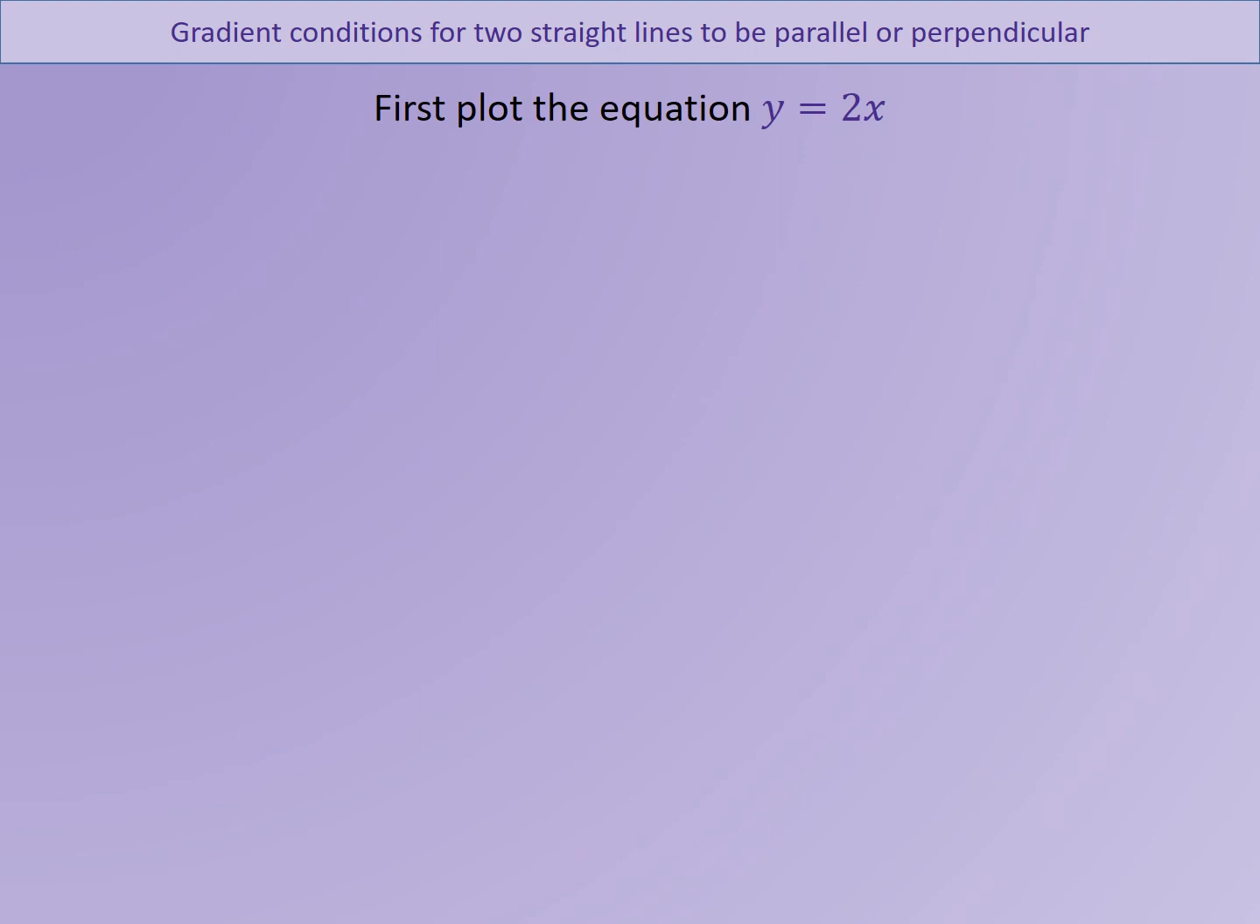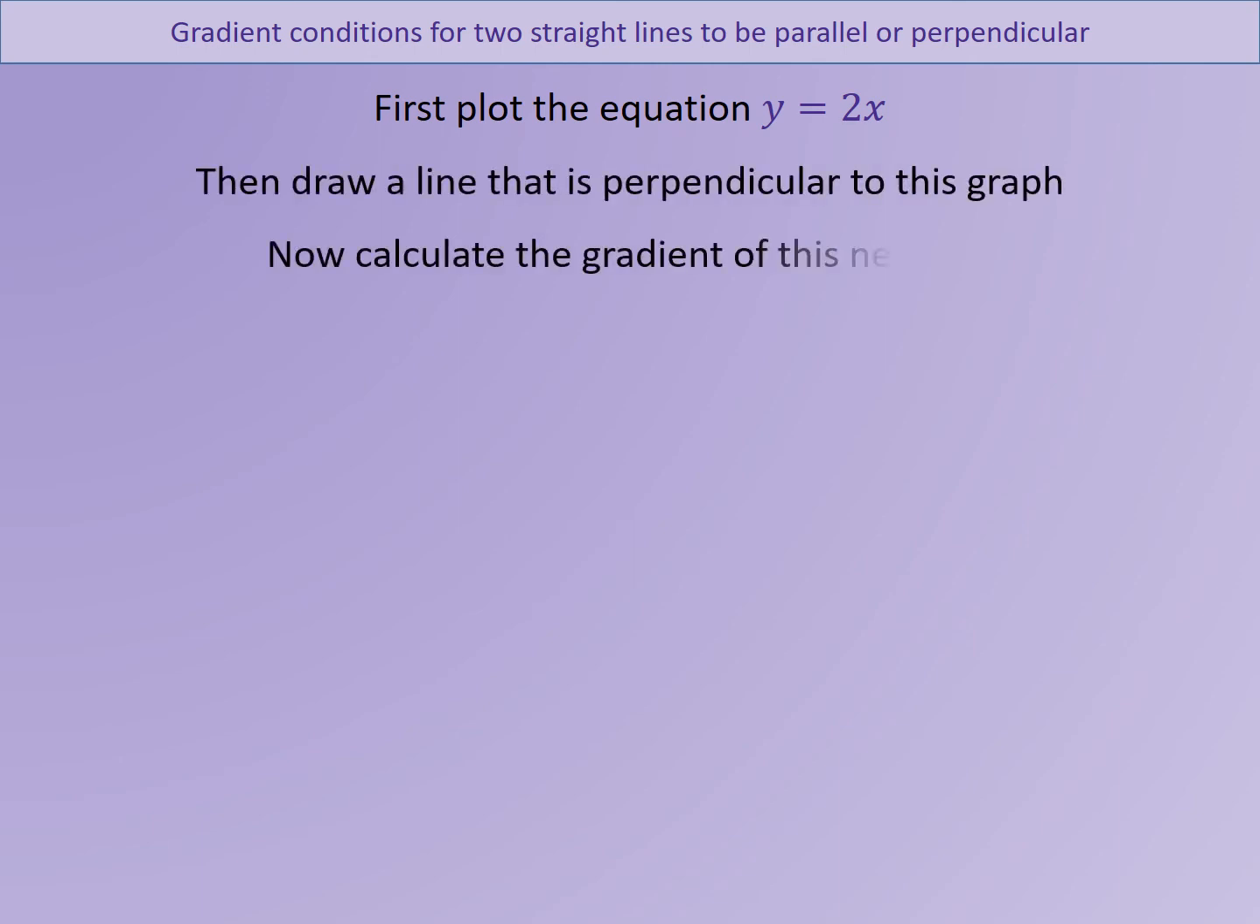Good. So the final aspect of this presentation is looking at what happens when two lines are perpendicular rather than parallel. So we've already studied parallel. Let's now have a look at perpendicular.